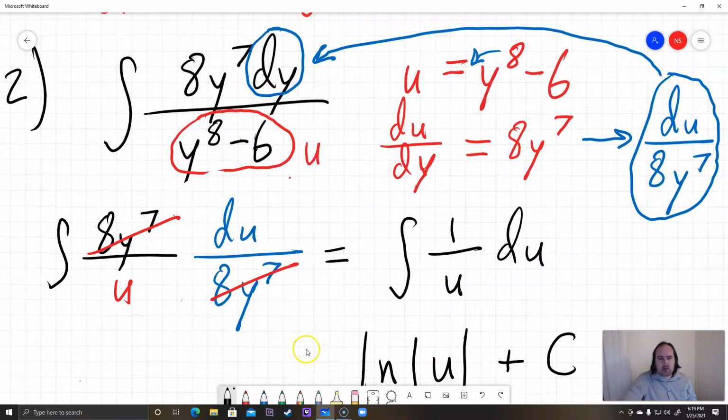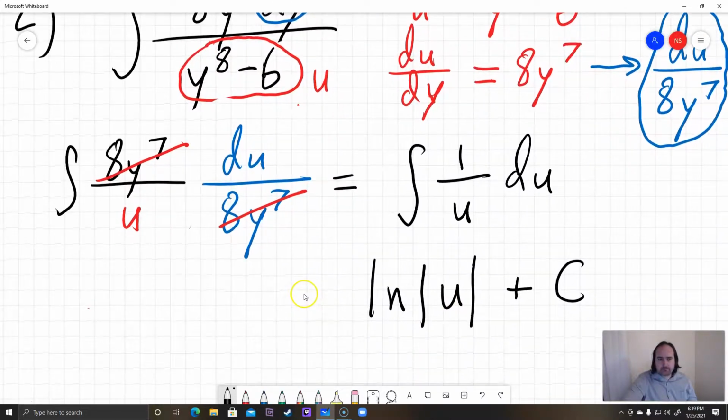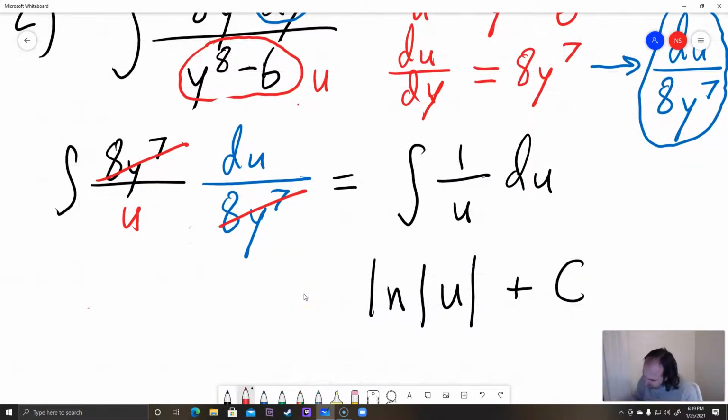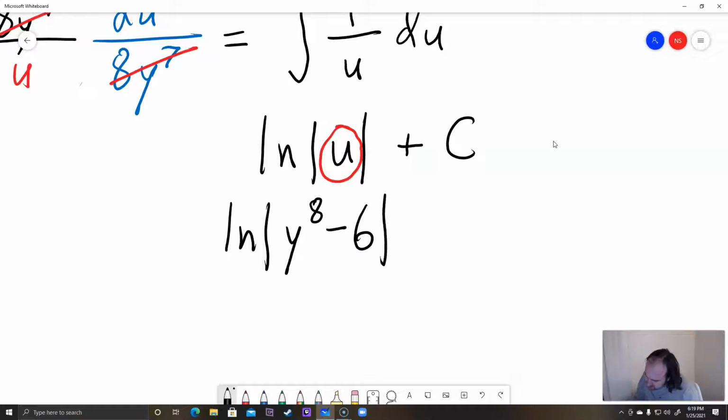So remember, the original problem was in terms of y, so that means our answer also has to be in terms of y. Okay, so plugging back in, we know that u is actually y to the 8 minus 6, so we're going to plug that in down here. Okay, so instead of ln of absolute value of u, we're going to have ln of absolute value of y to the 8 minus 6 plus c.